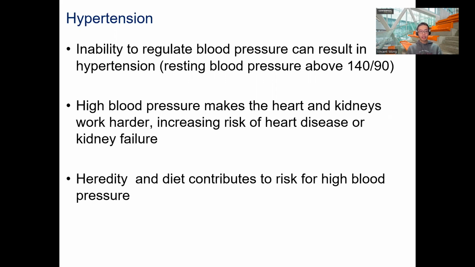Okay, and having chronic high blood pressure is not good because it makes your heart and kidneys work harder, and that increases your risk of getting cardiovascular diseases or kidney failure, both of which are of course not a good thing. It is hereditary, and diet contributes to the risk of high blood pressure. Not just salty food as you might think, but greasy food causes your vessels to harden, and that could cause the blood pressure to go up over time as well.